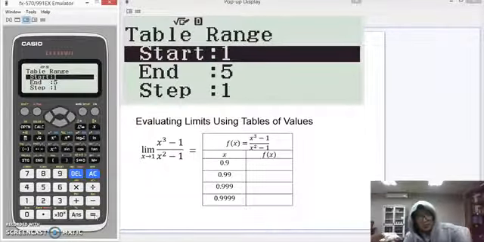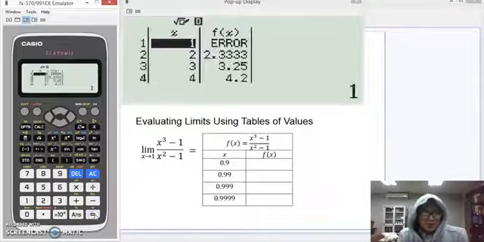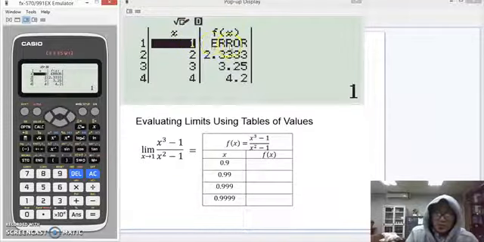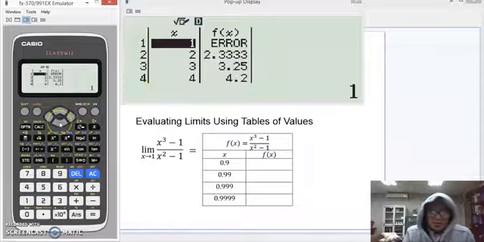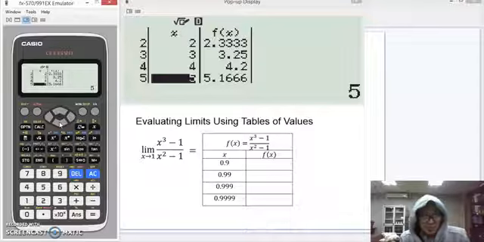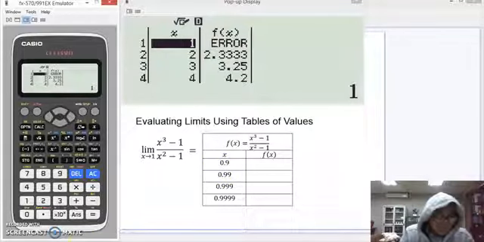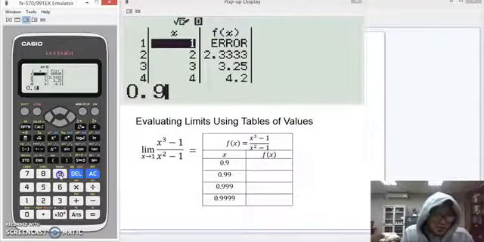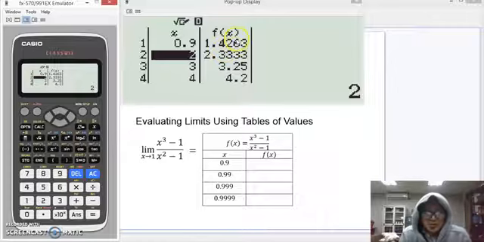After that you'll be asked to input a range of values. Let's just, for example, put in starting with 1 and ending in 5. So you see that for x equal to 1, there is an error for f of x, because 1 squared minus 1 would be 0, a zero denominator. You can press the arrow keys to change each value. Let's say now doing the table here, we have 0.9. Just type 0.9 over the number existing, and it will be edited into 0.9. So the corresponding value of f of x is 1.42634.